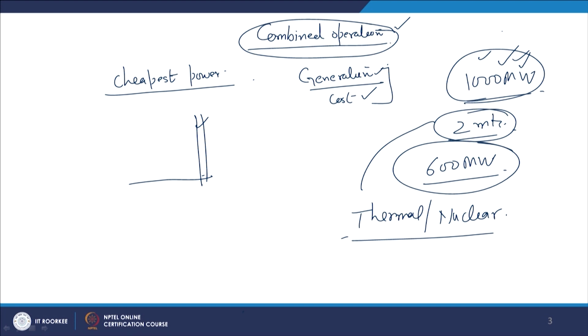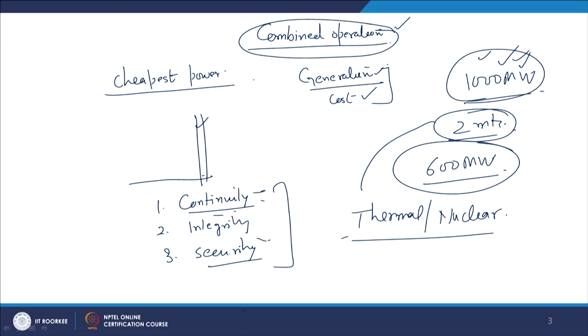So, the combined operations ensure first of all continuity of the power supply, integrity of power supply, and third is security of power supply. These three things are ensured by a combined power system. Now, what are the advantages? Some of the advantages I have already discussed with you. Now, advantages of combined operation.